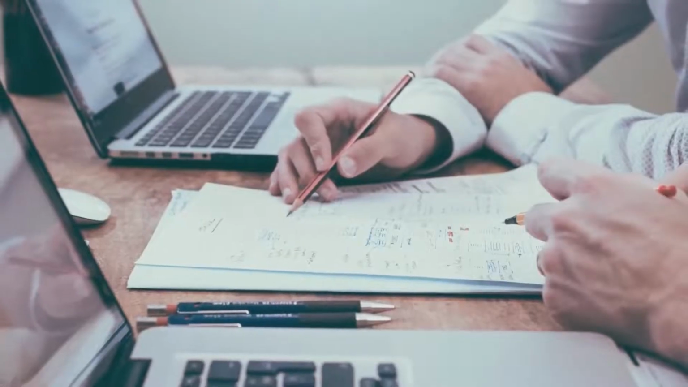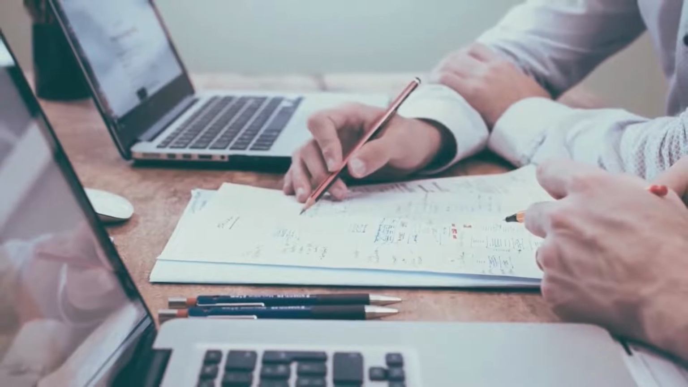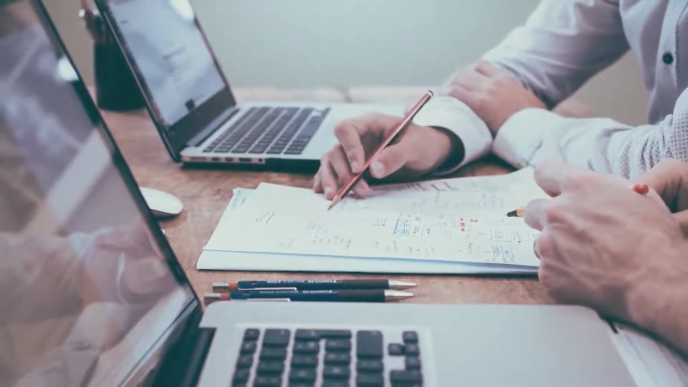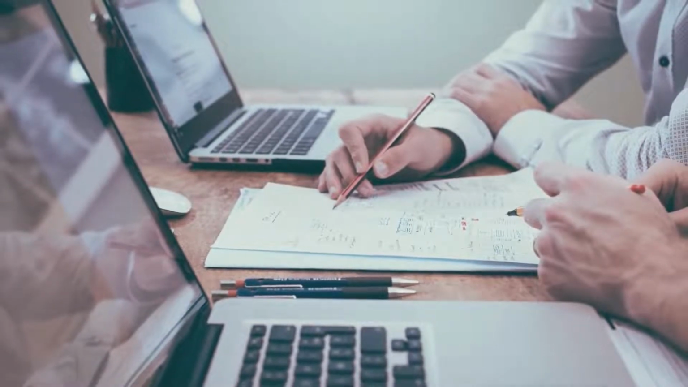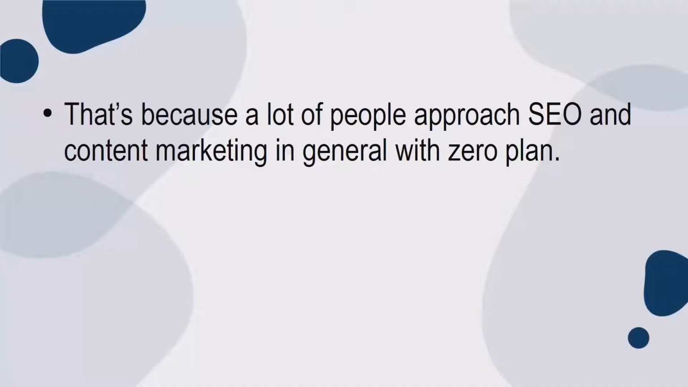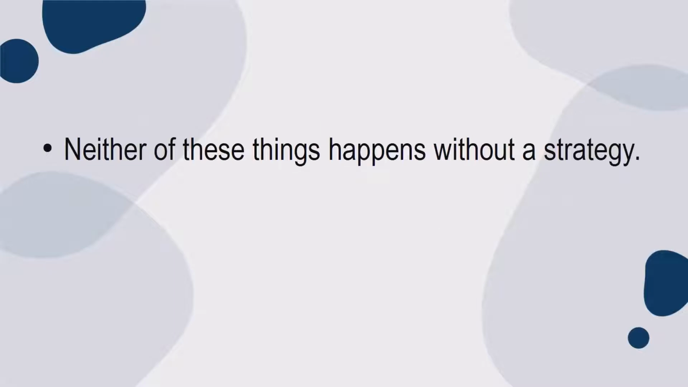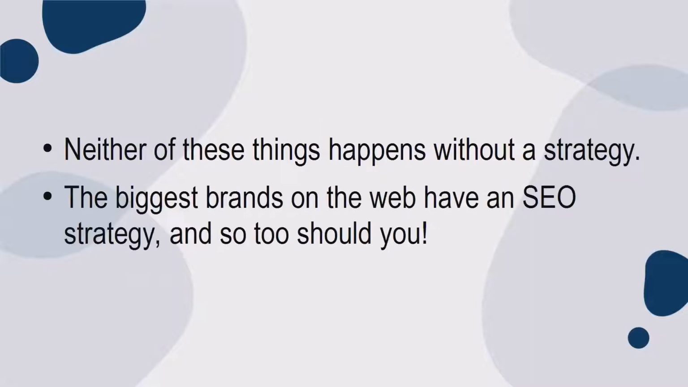I'm not being facetious. The simple fact that you are making any kind of plan for your business means that you are immediately ahead of the curve in a big way. That's because a lot of people approach SEO and content marketing in general with zero plan. They simply start putting out content randomly and hope that they'll get a big hit at some point or slowly gain traction. Neither of these things happens without a strategy. The biggest brands on the web have an SEO strategy, and so too should you.